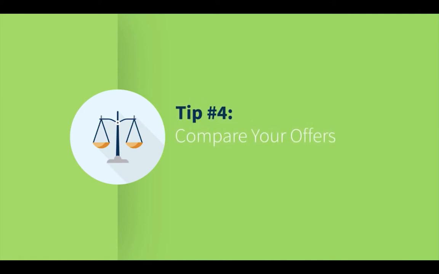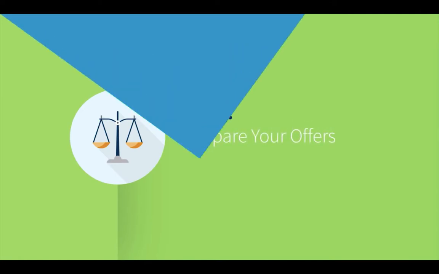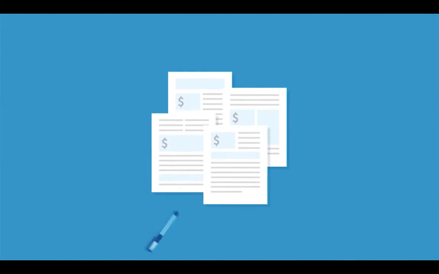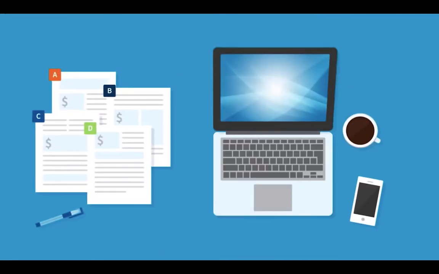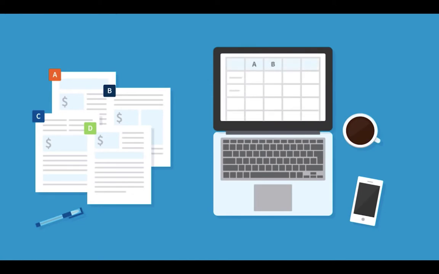Tip number 4. Compare your offers. You'll get an award letter from every school that's accepted you and where you've requested financial aid. Comparing them can be tricky. The easiest way is with a simple spreadsheet. Seeing them side by side can be helpful. Or you can use an online calculator.